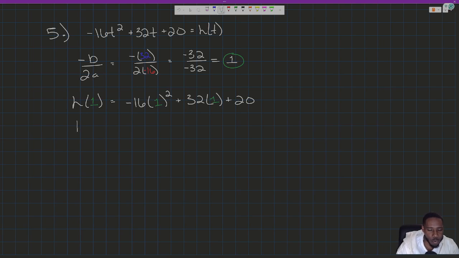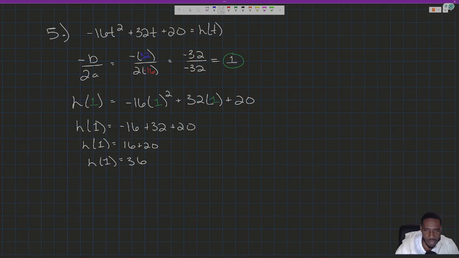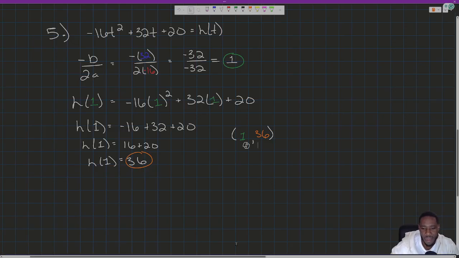And from here, as long as we follow the order of operations, we can't mess this up. 1 squared is 1 times negative 16 is negative 16. 32 times 1 is 32. We're still adding that 20. Negative 16 plus 32 is positive 16. Positive 16 plus 20 gives us h of 1 should equal 36. So our vertex should be at the point 1, comma 36. Let's see if that helps us out at all.